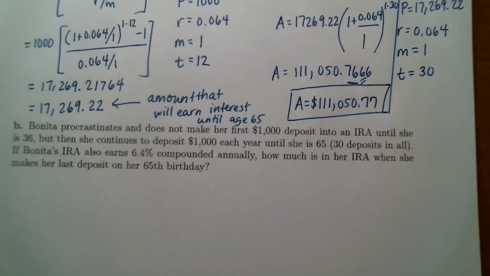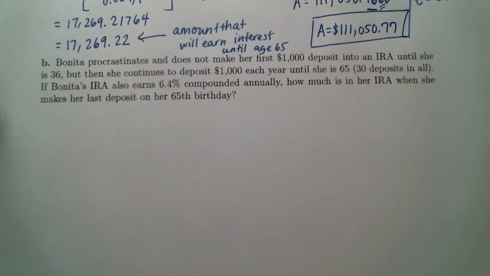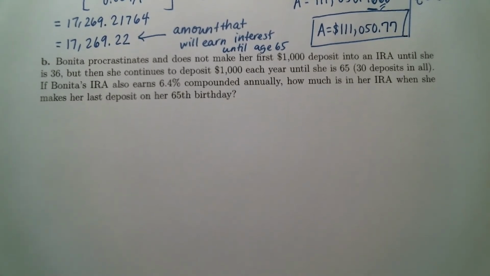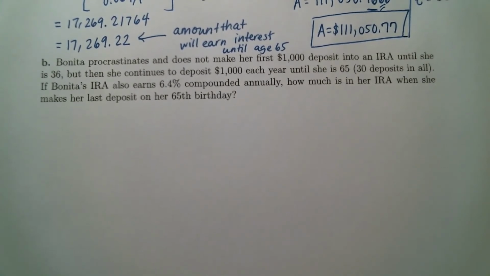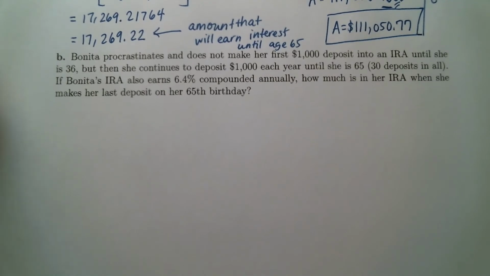Okay, so let's move on to part B. Bonita procrastinates and does not make her first $1,000 deposit into an IRA until she is 36. But then she continues to deposit $1,000 each year until she is 65. They tell you it's 30 deposits in all. If Bonita's IRA also earns 6.4% compounded annually, how much is in her IRA when she makes her last deposit on her 65th birthday?